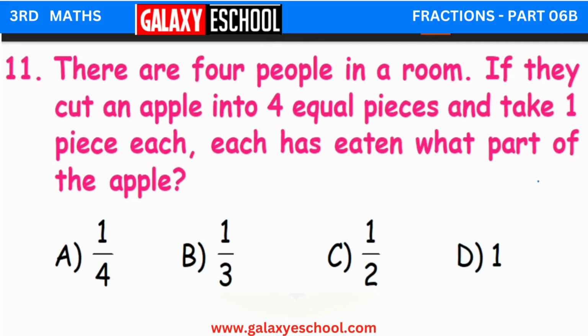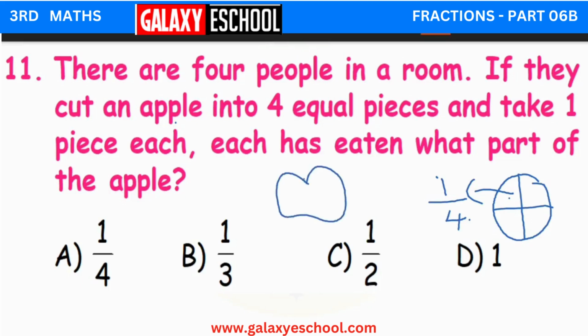Now if you remember the very first class of fractions, we had a birthday cake which was divided into 4 equal parts. Yes, so each part was called as what? It is one of the 4 parts. So 1 by 4 becomes the fraction of each piece. In the same way, here one apple was divided into 4 equal parts.